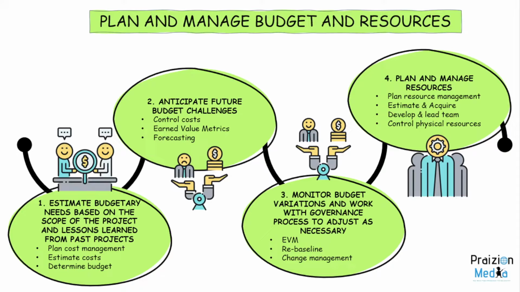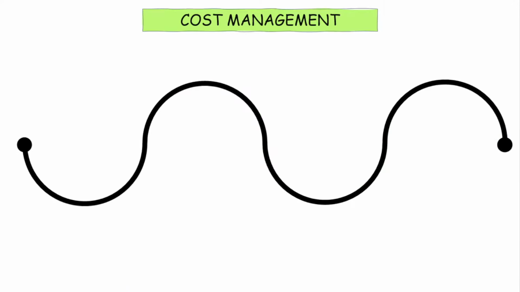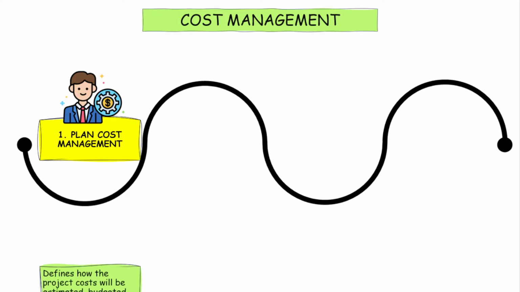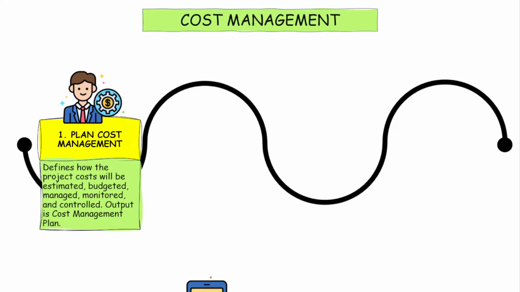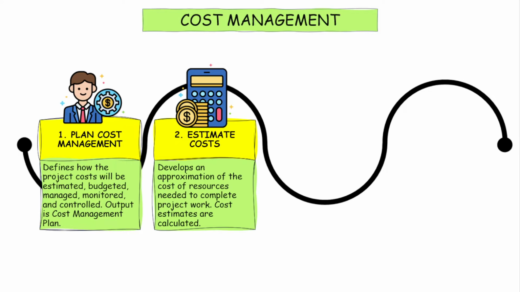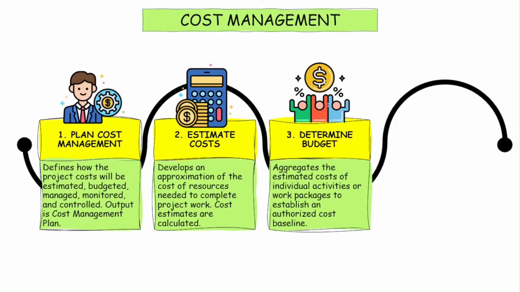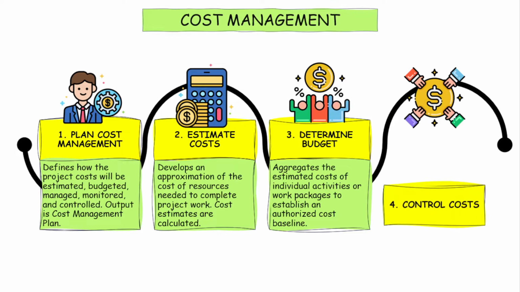Now let's hone in a little bit more into cost management. Cost management specifically, you're going to plan cost management, you're going to come out with a cost management plan, and then you're going to estimate cost based on how you plan to do so in the plan. You will develop an approximation for the cost of resources needed to complete the project work. Cost estimates are calculated here, and then we determine the budget by aggregating all of those estimated costs to a final total amount. And at the end of the day, we understand what our cost baseline is. We also understand project funding requirements needed for each time period.